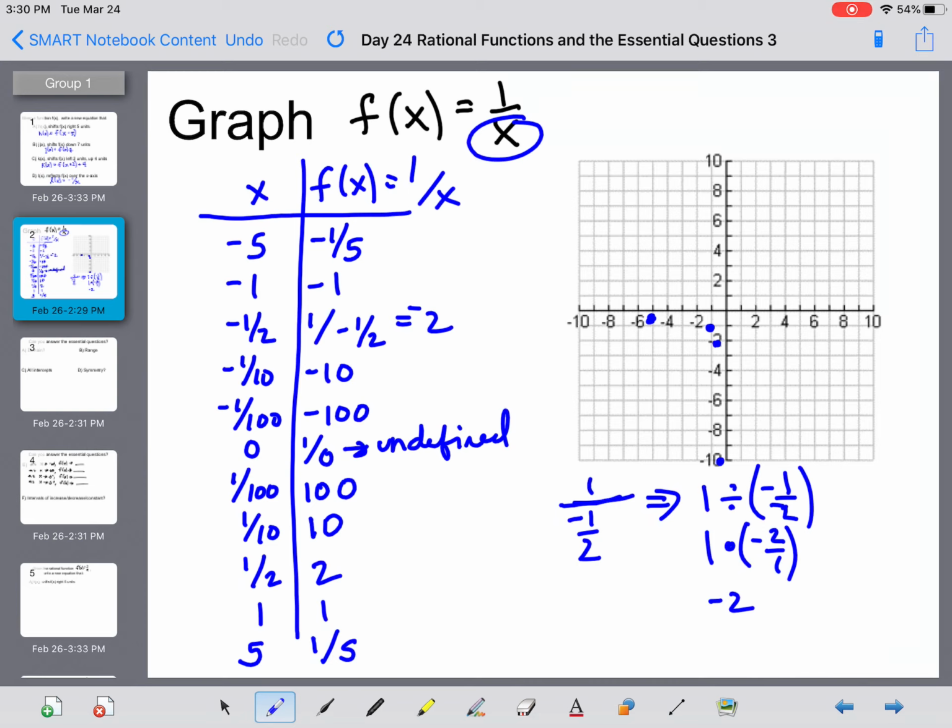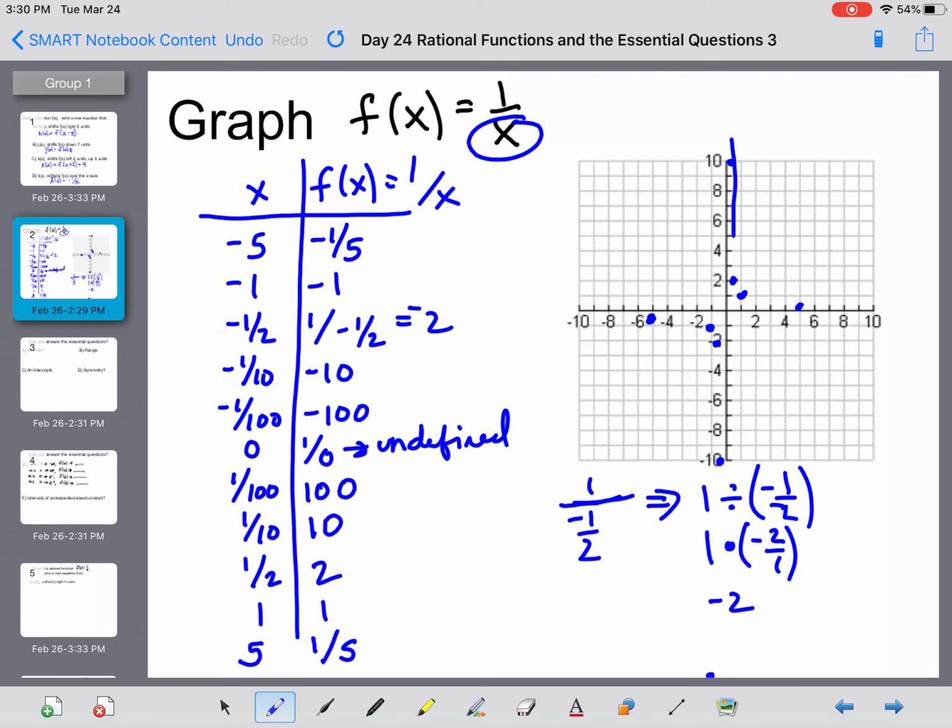That's as much as I can fit on this left-hand side here because I don't have enough room on my vertical axis to go all the way down to -100. Just know that when I plug that value in, it's going to be somewhere way down here, and it's getting really close to the x equals 0 value, but not quite. Let's skip over. So I'm not going to have any y value when x is 0, and then I'm going to work off on the other side. So 1/10, comma 10, 1/2, comma 2, 1, 1, and 5, 1/5.